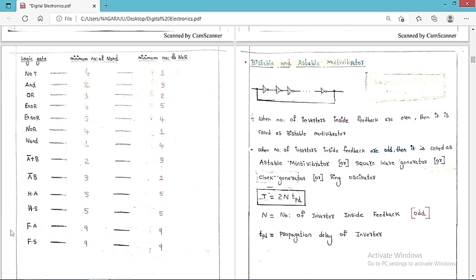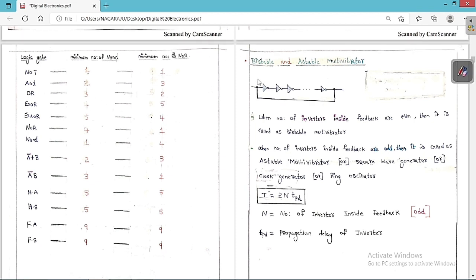So this is the table that you always have to keep in your mind. All these gates need this number of NAND gates, and this number of NOR gates alone. So only NAND gates alone are required to build all these, and only NOR gates alone are required to build them. This is the concept that you always have to keep in your mind.